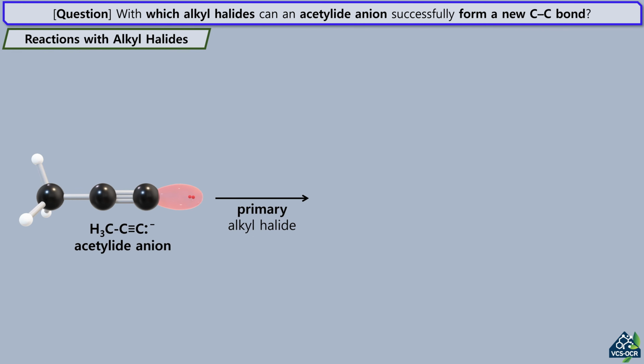Once formed, the acetylide anion acts as a strong carbon nucleophile. It can react with alkyl halides to form new carbon-carbon bonds, enabling synthesis of larger alkynes.